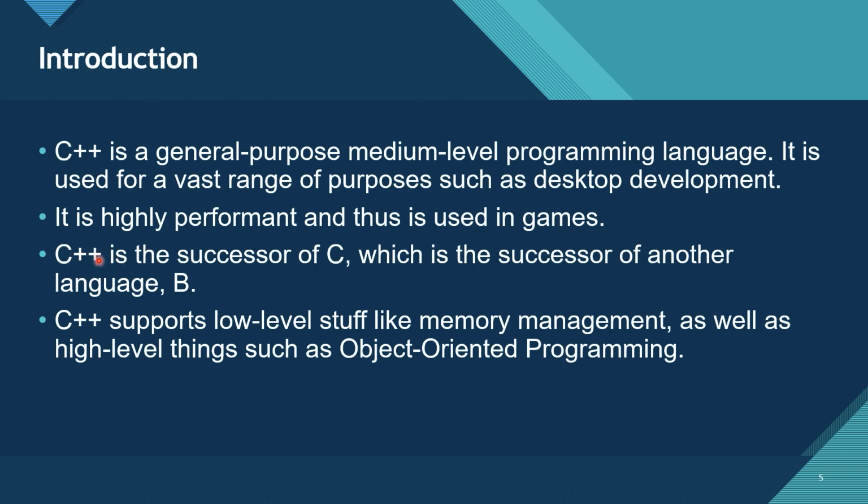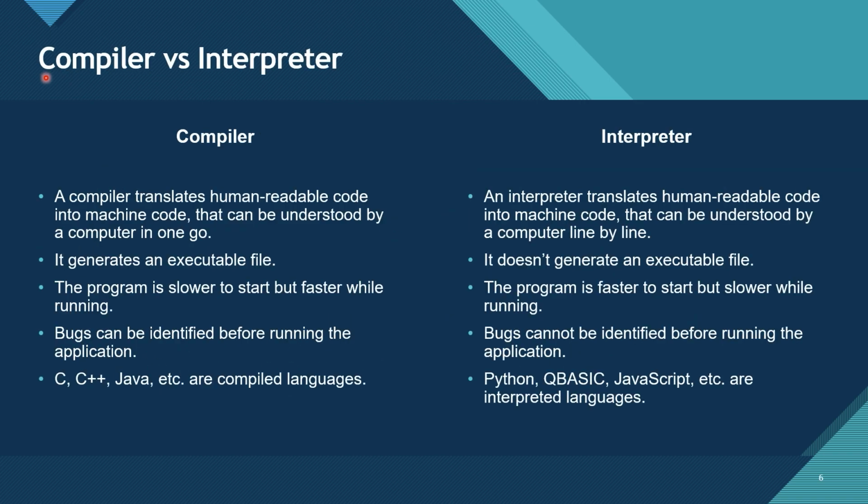The predecessor of C++ was C and the predecessor of C was B. So for example, there's B here. It's a programming language, not a letter in this case. It evolved to C, and then C evolved to C++, which we are going to be learning. And this point actually says my previous point, right? C++ can support memory management, which is low level, and OOP or object oriented programming, which is high level. Now let's actually know what is a compiler and what is an interpreter.